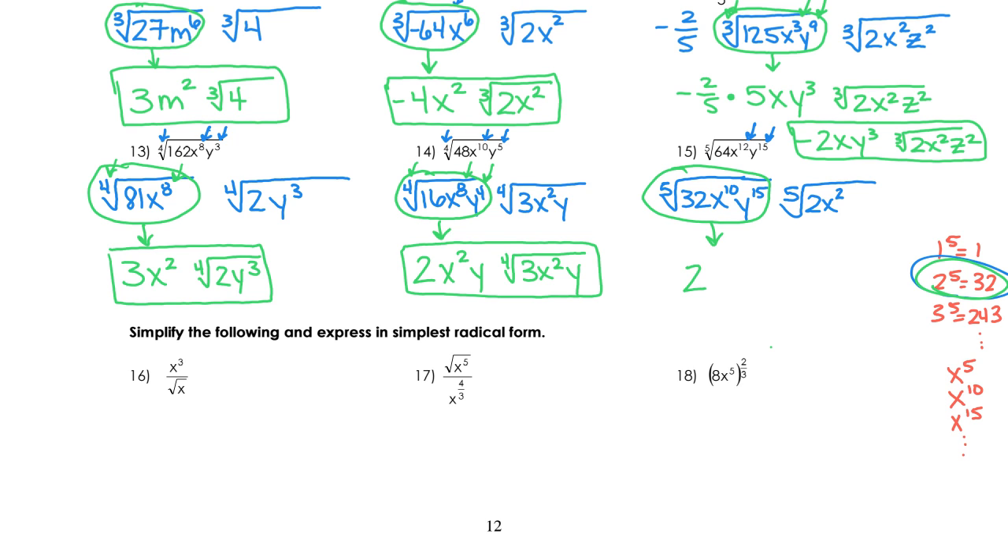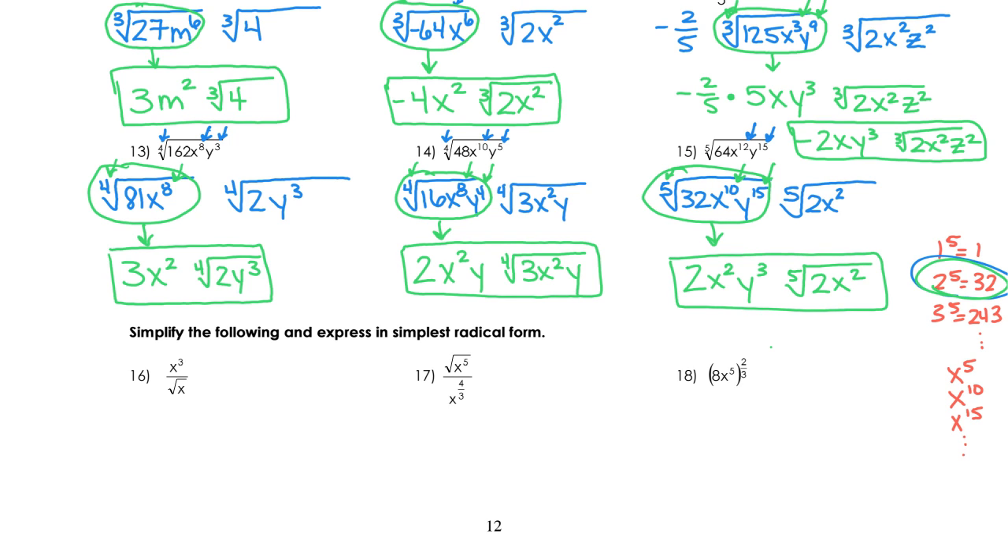Now on to our exponents. All we have to do is take 10 and divide it by 5, which is 2, and so we get x squared. And then we take 15 divided by 5, which is 3, and we get y to the third. Leave a little space and bring down that fifth root of 2x squared. Box them up. This one's finished.